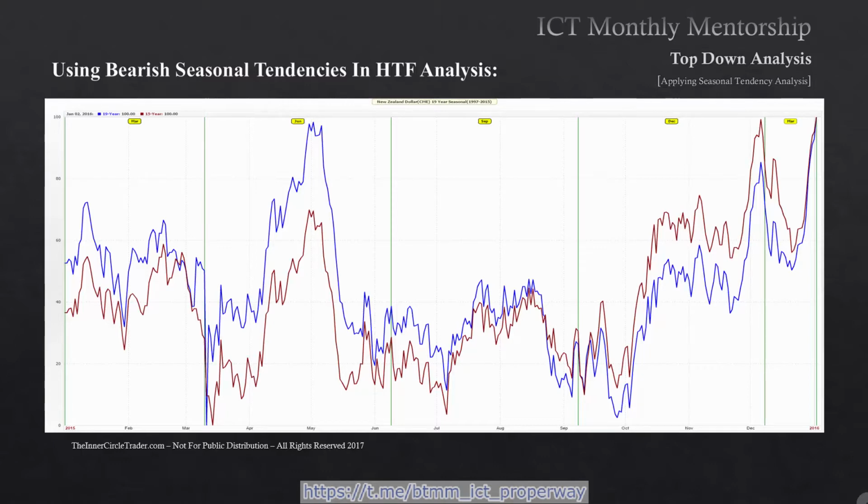The blue line in the Kiwi here represents 19 years worth of data. The red line represents 15 years worth of data. And the only thing it's doing is contrasting 15 years worth of data versus 19 years worth of data. The seasonal tendencies pretty much are locked in tandem. You can see pretty much it's the same scenario all the time.